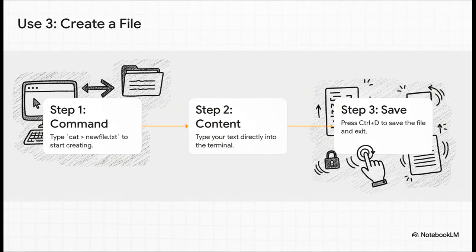And for our third big use, this one is a bit of a pro move. You can actually create a file super fast. You type cat, then that little greater than sign, that's a redirect, and a name for your new file. The terminal just sits there waiting for you to type your text. Once you're done, hit Control-D and boom, file saved. It is so handy for making quick notes or config files without a fuss.